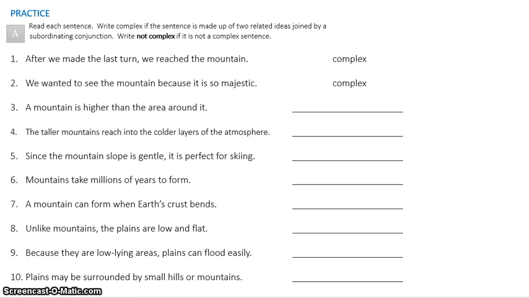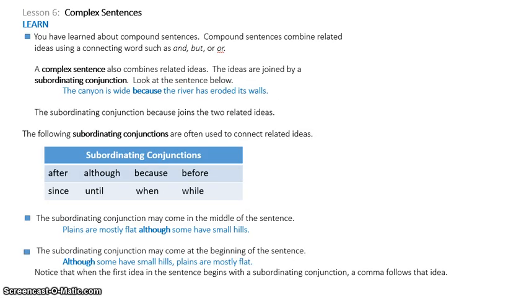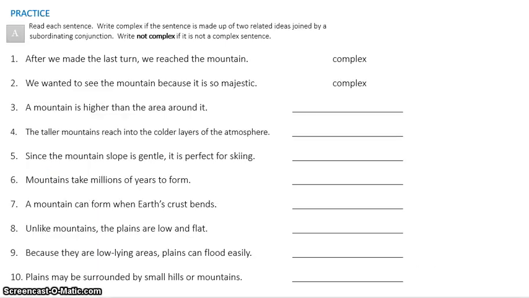Now, number 3. A mountain is higher than the area around it. So if we go back up to our chart, do we see the word than on the subordinating conjunction chart? No, it is not there. So that one is not going to be connected by a subordinating conjunction. So you're going to write not complex. All right, so what I want you to do is I want you to go ahead and stop the video in just a second.